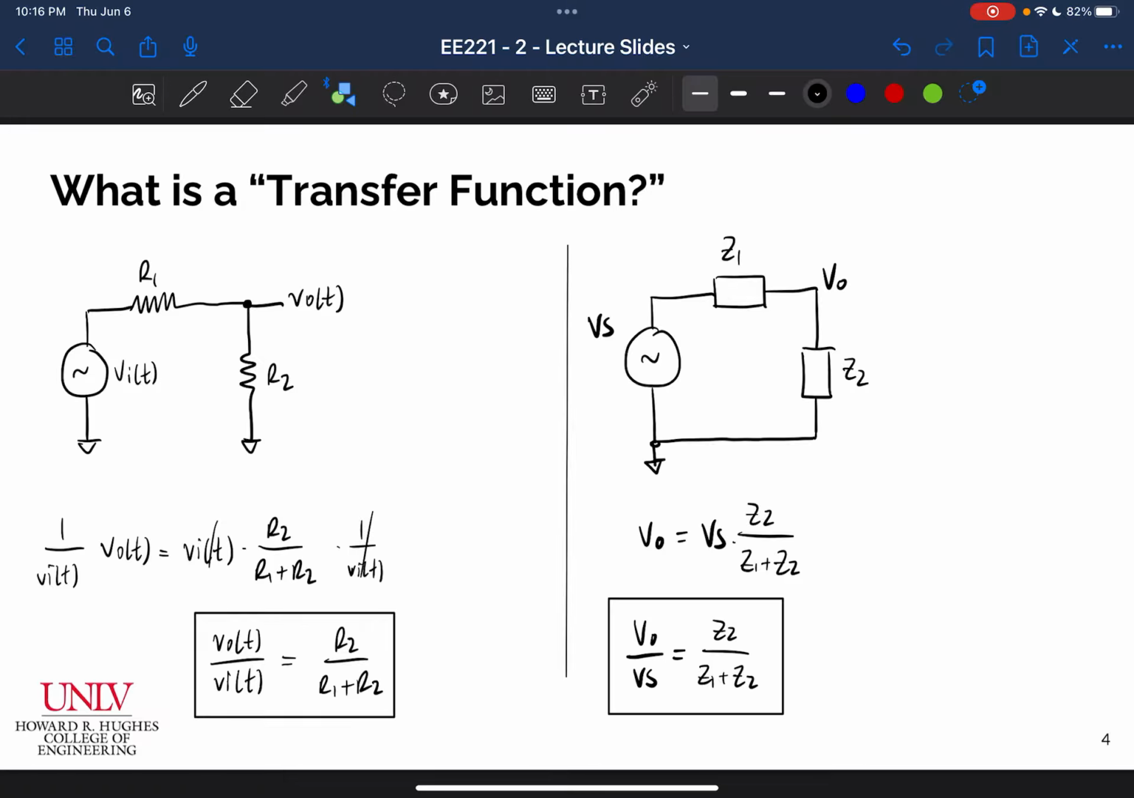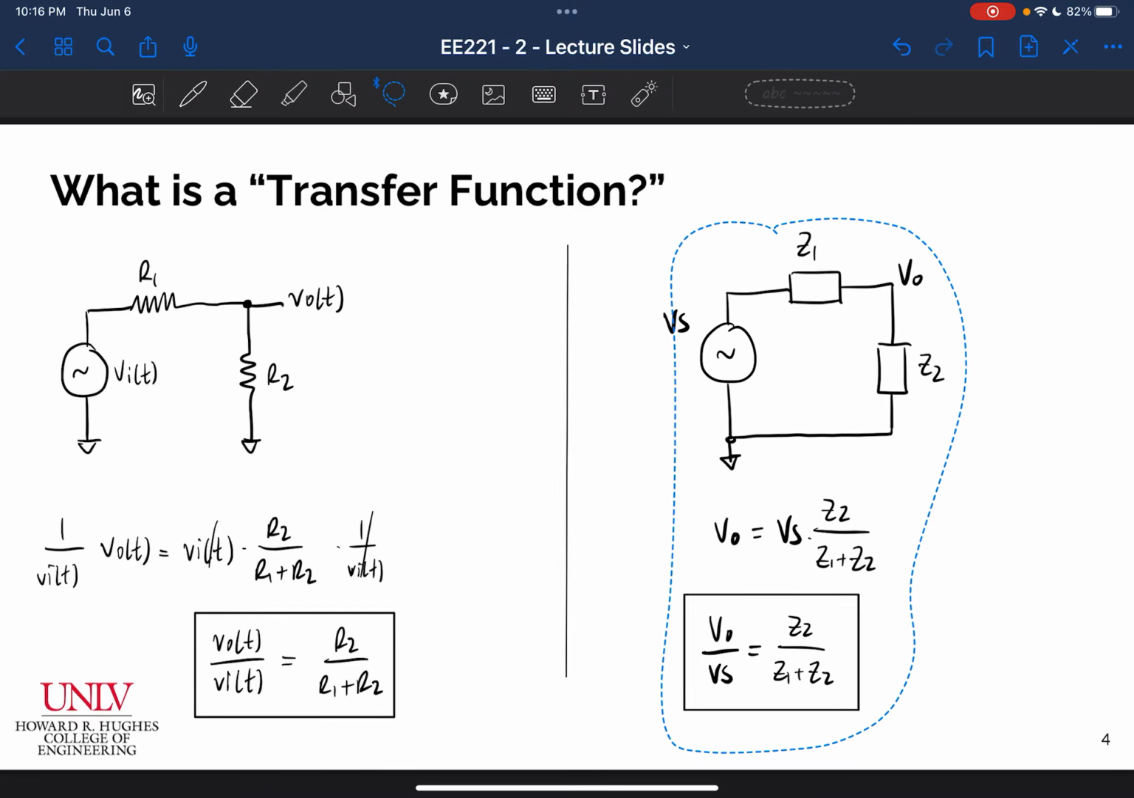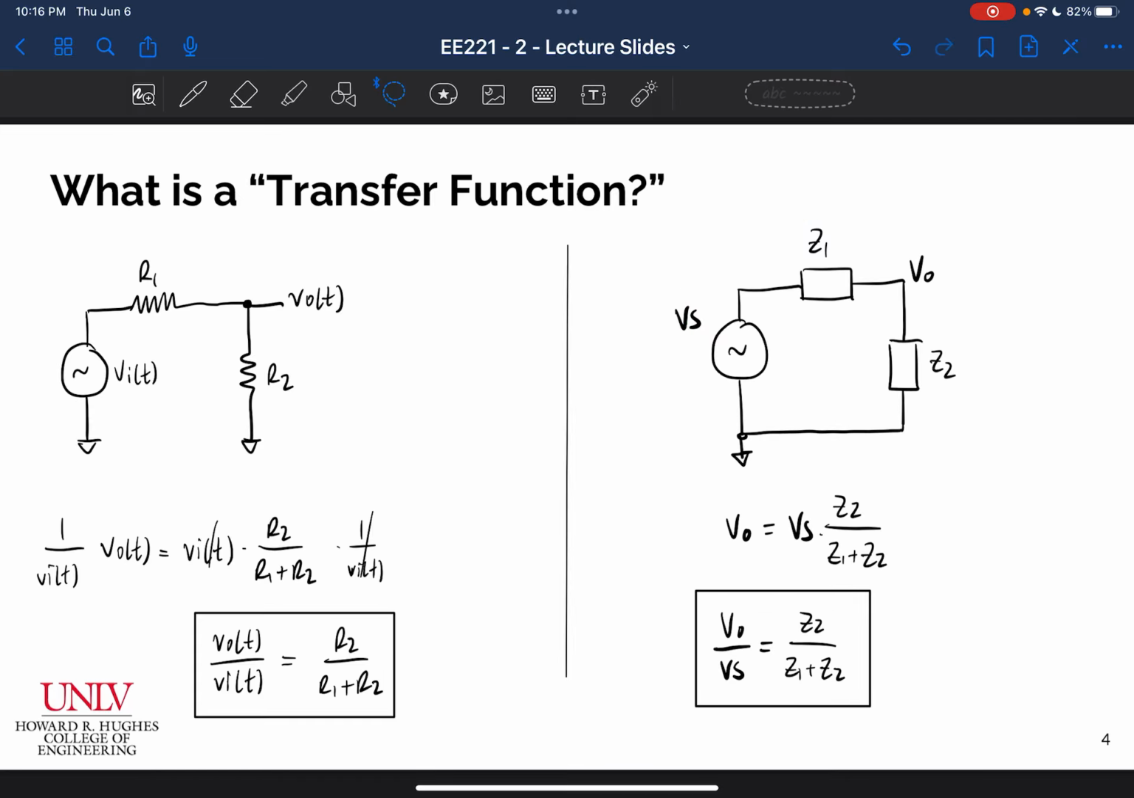So this one I did in the time domain, this one I did in the phasor domain, but they basically give us the same expression. These are just impedances, and these ones are resistances, okay? So pretty straightforward for what the transfer function is. Again, it's just the ratio of the output to the input. These are very simple circuits. Of course, this can be generalized to much larger, much more complicated circuits.